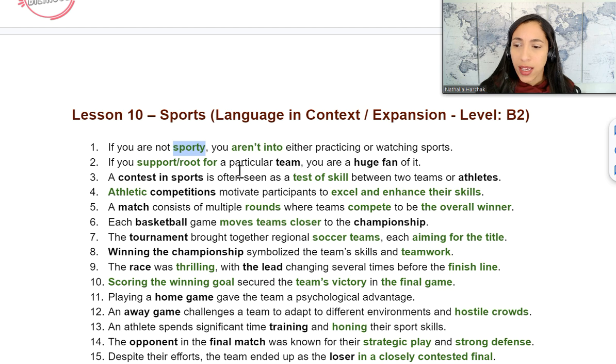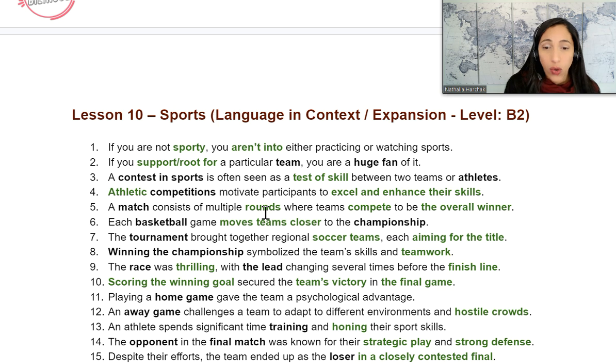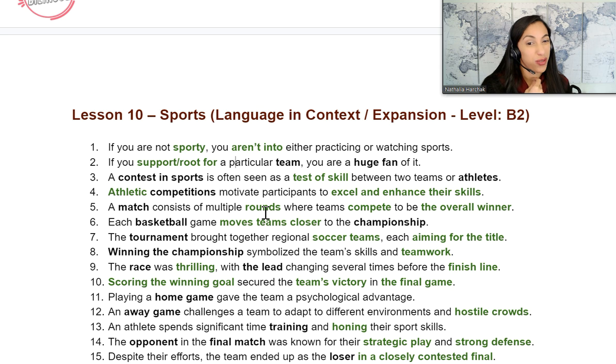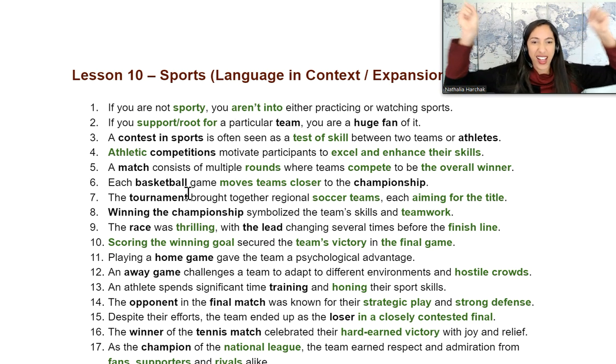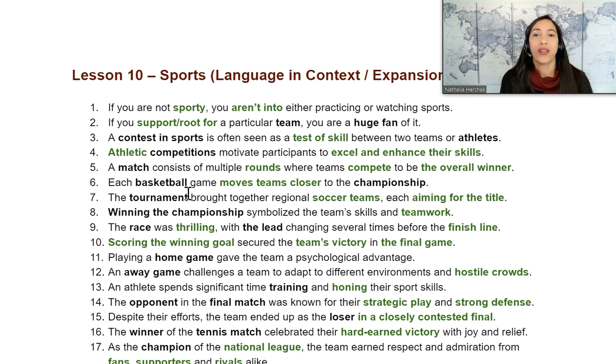Language in context. If you're not sporty, you aren't into either practicing or watching sports. So, sporty is a nice expression. I am not very sporty, meaning I usually don't practice sports and I don't really watch sports either. Okay? Are you sporty? If you support or root for a particular team, you are a huge fan of it. So what does that mean? Root for? Yes, go. All right. I will give you an example. I was telling you about the Brazilian national team, right?